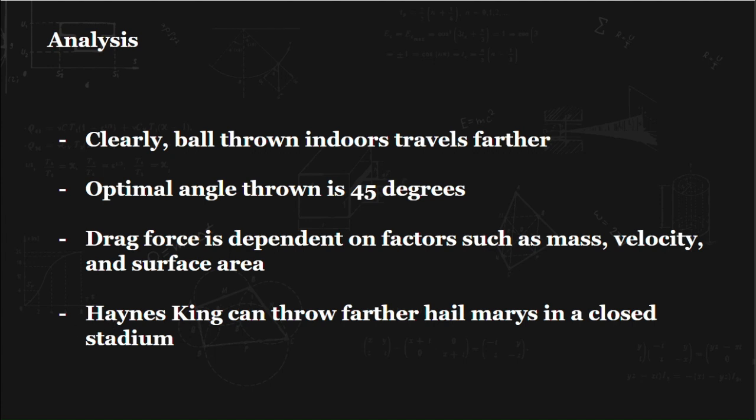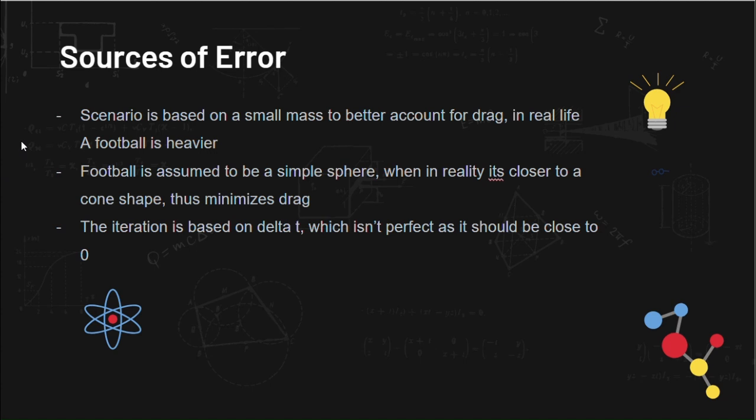throwing more indoors. So just some sources of error for this lab was that the scenario was based on a small mass to account for drag. In reality, football is much heavier. Also assumed the football to be a sphere when in reality it's cone shape, which would minimize drag. And then also the iteration is based on delta t, which isn't perfect as it should be close to 0.